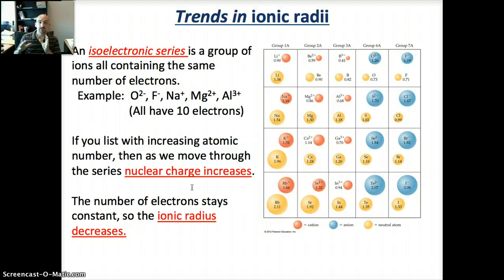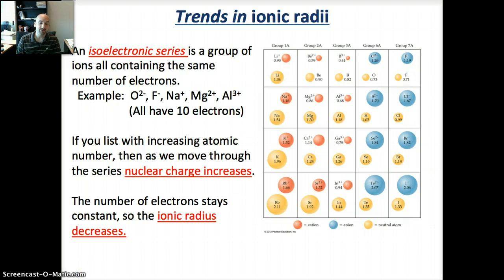When we assign trends for ionic radii, we must also examine what's termed an isoelectronic series. This is just a group of ions which all contain the same number of electrons. An example is given here, where we have O2-, F-, Na+, Mg2+, and Al3+. Each of these is going to have 10 electrons.